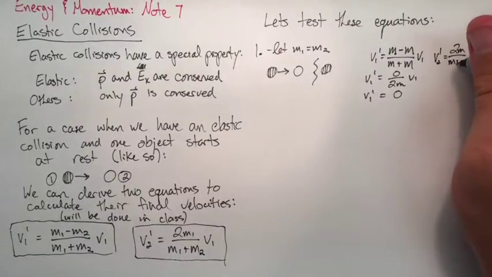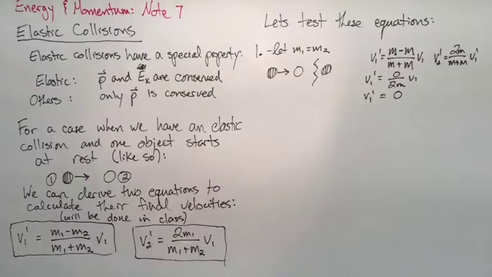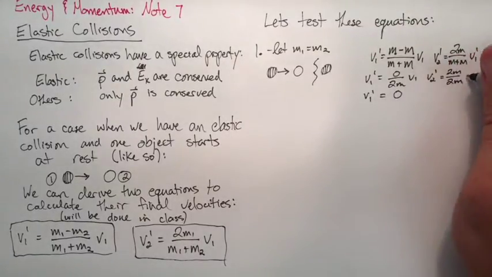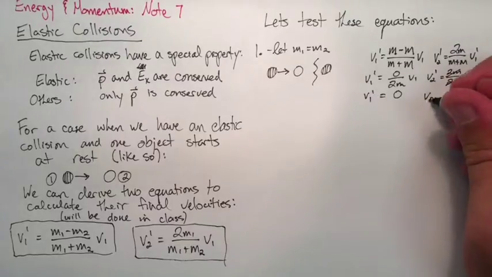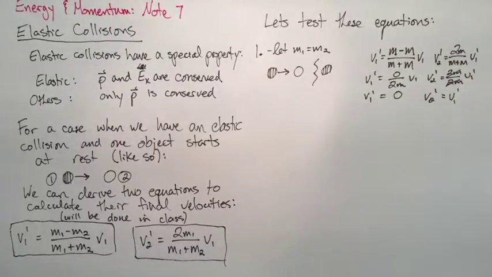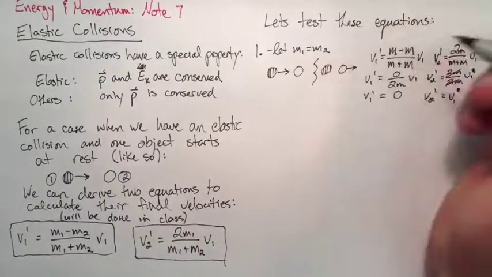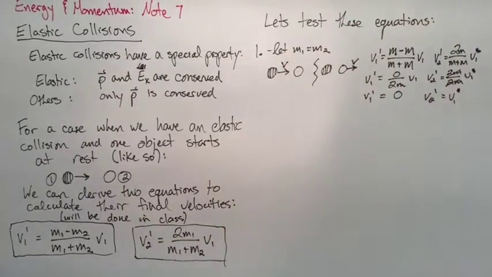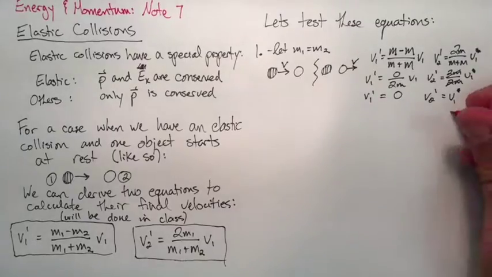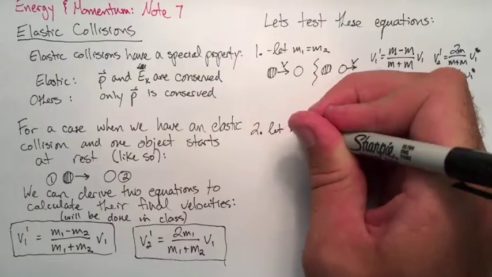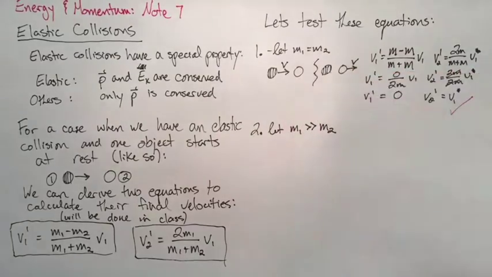Let's see what the second one is. Here we have 2m divided by m plus m. We're going to get a simplification in the middle, and it says the final velocity of that second object is going to equal the initial velocity of the first object. So really what's happening here is the momentum of that first object is being totally transferred to the second object in the collision. We'll do a demonstration on that in class.